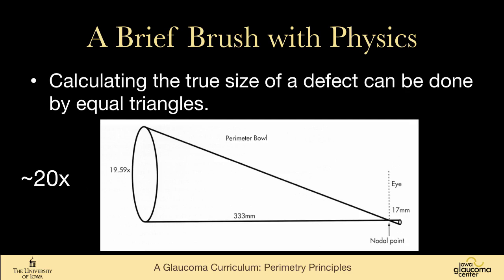If you want to calculate how big the defect is, remember that the bowl is about 1/3 of a meter, 333 millimeters, and the eye is about 17 millimeters from the nodal point, and so that's about a 20-to-1 ratio. So the size of a scotoma in the bowl is roughly 20 times what it is in the retina.